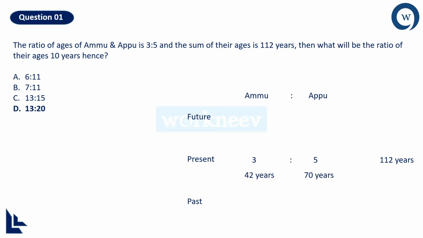Yes, this is what their present ages are. And now you tell me, 10 years later, that means 10 years in the future, what will happen to their ages? Both will be growing up by 10 years, right? So their ages will become 52 and 80 years respectively. Now, if you simplify this with the table of 4, you will get the ratio as 13:20.